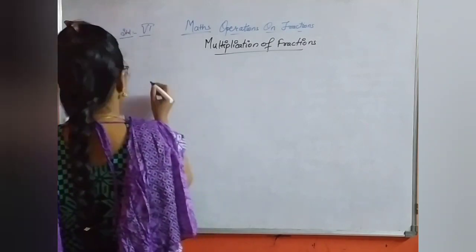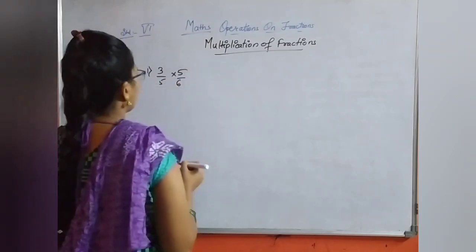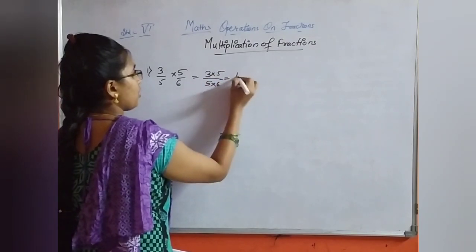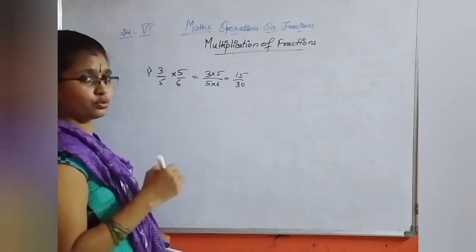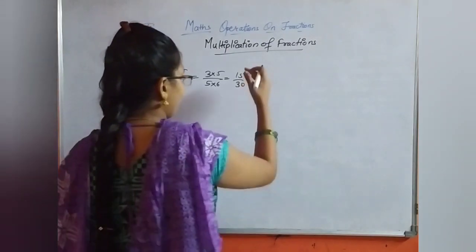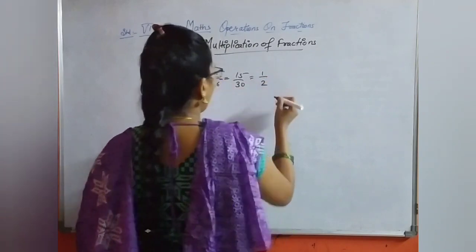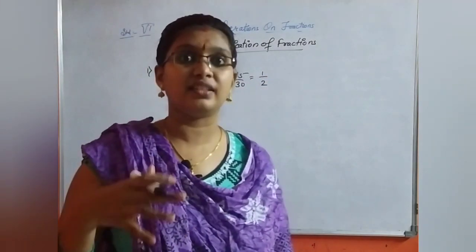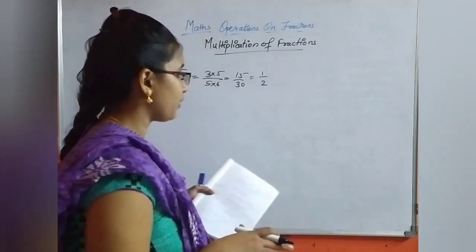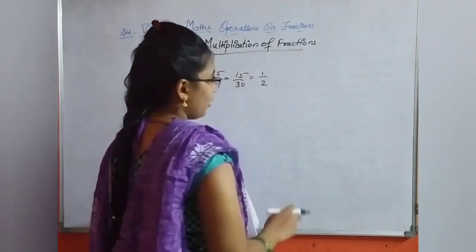Examples like I have 3 upon 5 into 5 upon 6. Now 3 into 5, 5 into 6, 15 upon 30. So 15 and 30 will go in which table? 5's table as well as 3's table. So you have to reduce it more, or 15 and 30 will also go in the table of 15 directly. So no need to reduce it more and more. One time you reduce it, it's more than enough. So 15 upon 30 equals 15 ones are 15, 15 twos are 30.